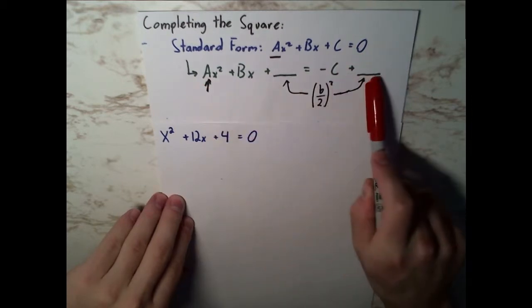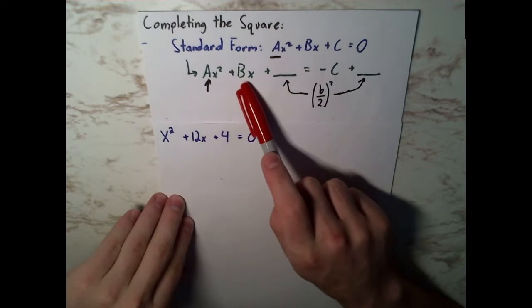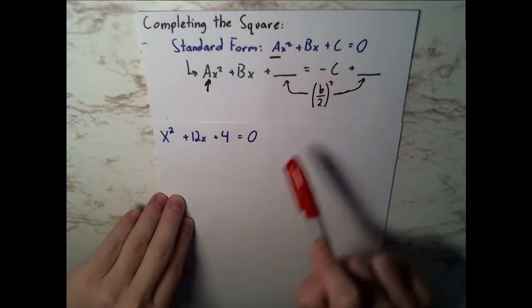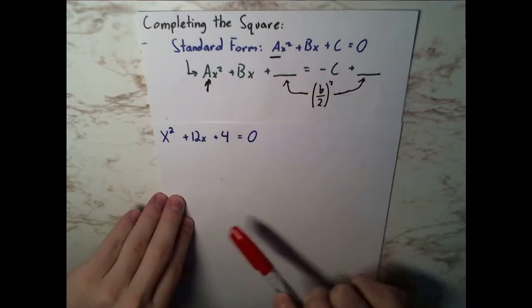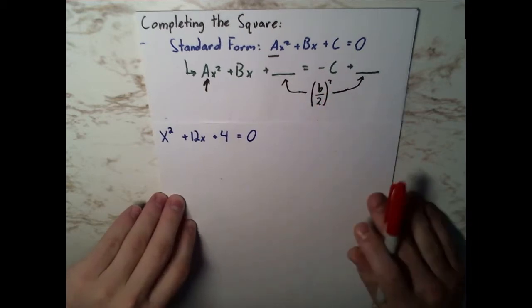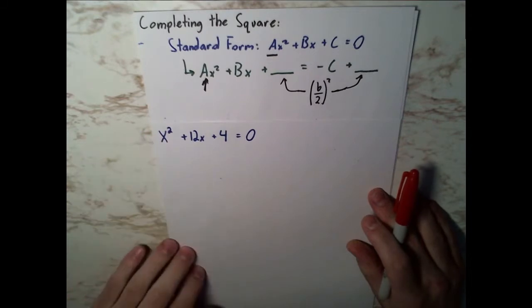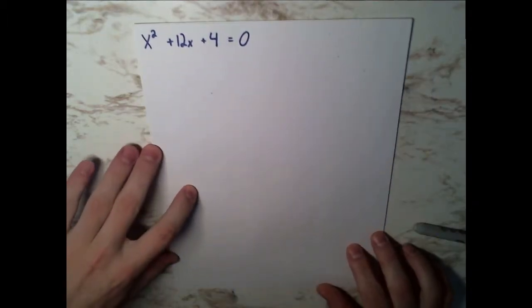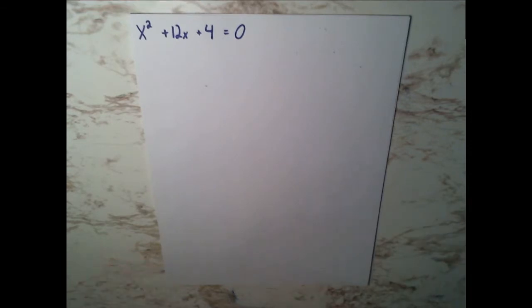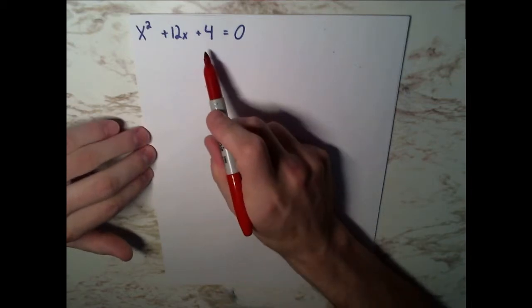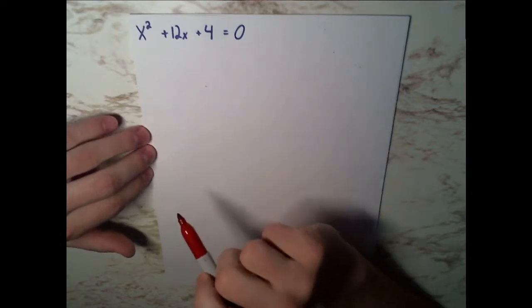So that's what I have written here in green: ax squared plus bx equals negative c. We just moved our c over to the other side. And then in these two blanks here, we're going to put b over 2 squared. It may seem a little weird now, but we'll work this example and hopefully it'll make sense. We're just going to go through this one and then we'll move on to some more challenging ones also.